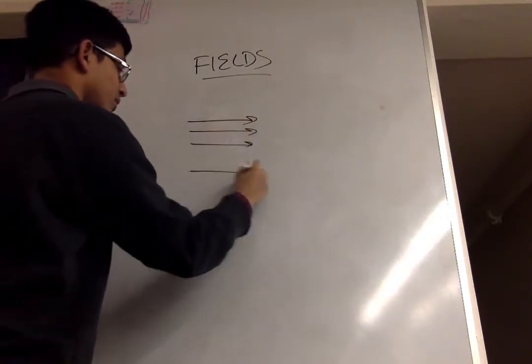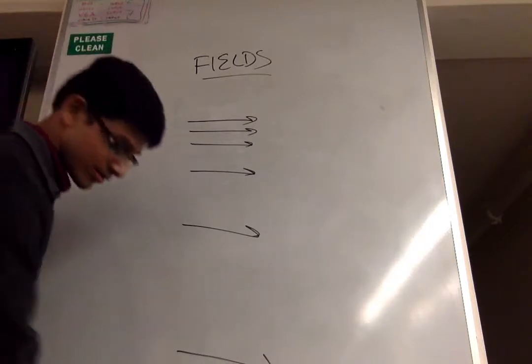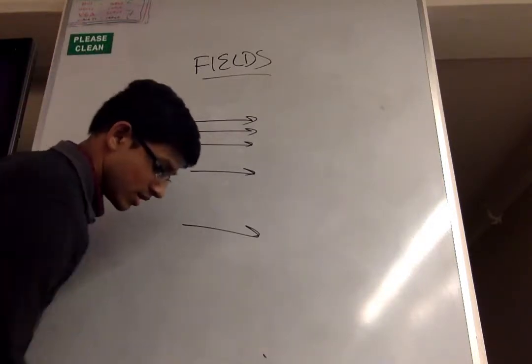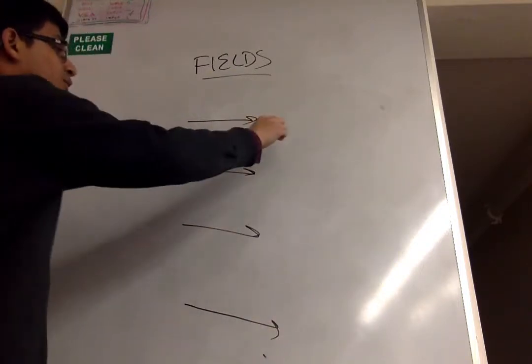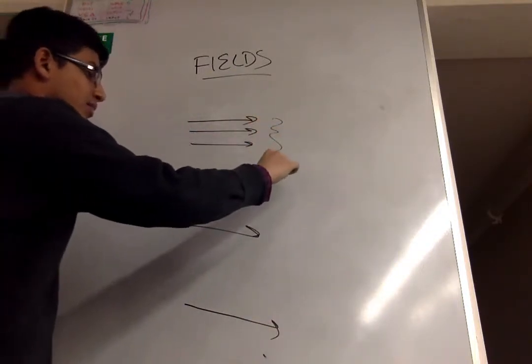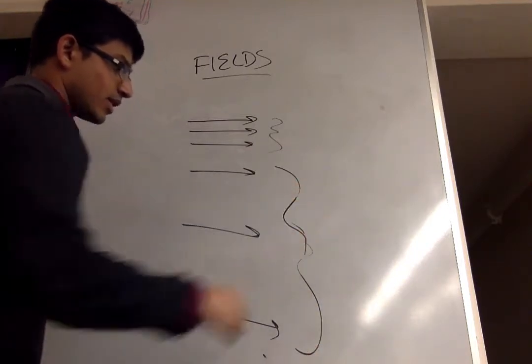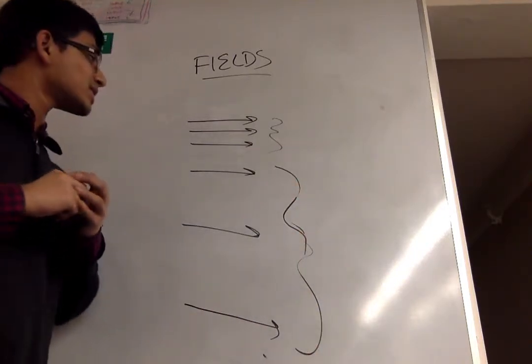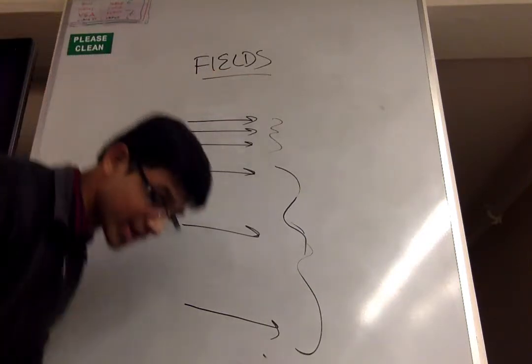So far pretty uniform. I'm not sure this will show up on the video. Okay, it was pretty uniform up until here, and then here it kind of got more and more spaced out in this region right here. So what that tells us is this magnetic field exists in this entire region over here.